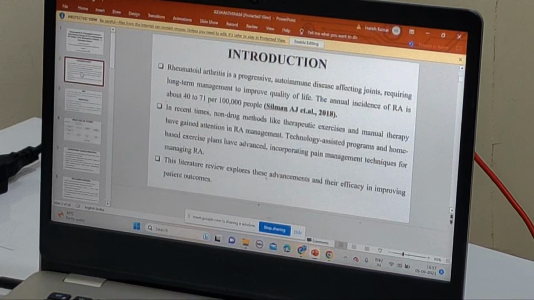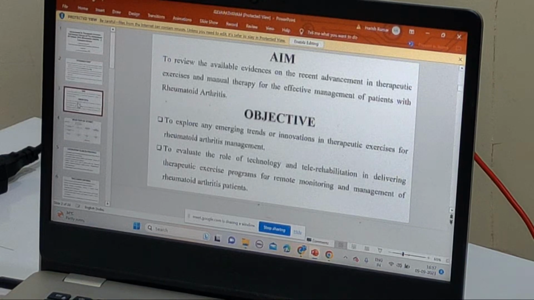But in recent times, the way we approach its management has evolved. We are witnessing a shift towards non-drug methods, with therapeutic exercises and manual therapy gaining prominence in the management of rheumatoid arthritis. This advancement now incorporates sophisticated pain management techniques to help individuals cope with the challenges of rheumatoid arthritis.